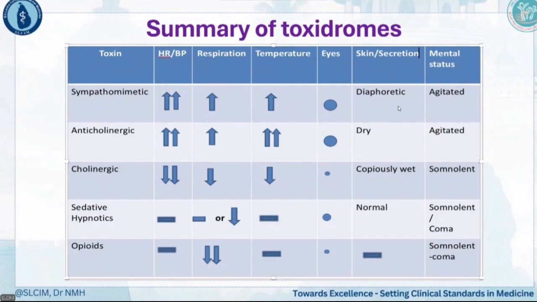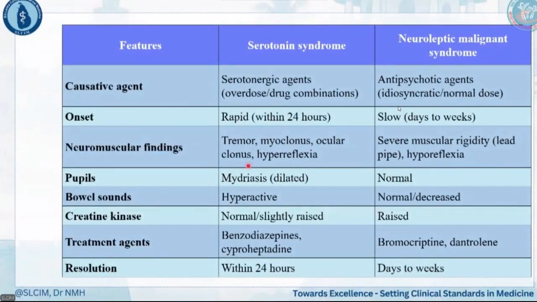Okay, now the last slide of mine. Now we will be talking about serotonin syndrome and neuroleptic malignant syndrome a little bit. Again, these two syndromes are difficult to differentiate, but there are a few things that you can actually use. The main thing that you have to know is that usually serotonin syndrome is very rapid in onset. Within 24 hours it can occur. And neuroleptic malignant syndrome, on the other hand, is very slow to develop. It takes days to weeks.